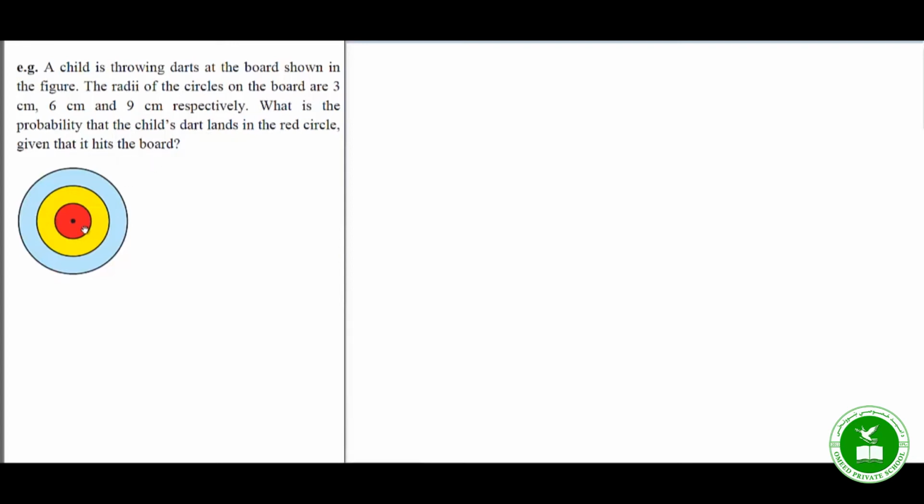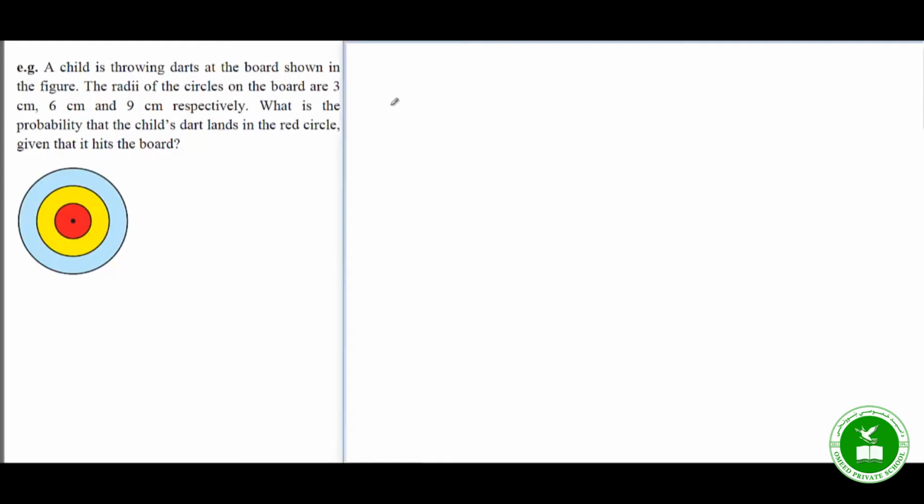In here we don't have any number of elements, but we can compare them by their areas. For example, the total area of this circle and the area of this small red circle. So let's find the total area. The total area will be the sample space.